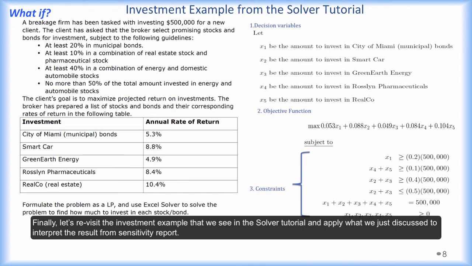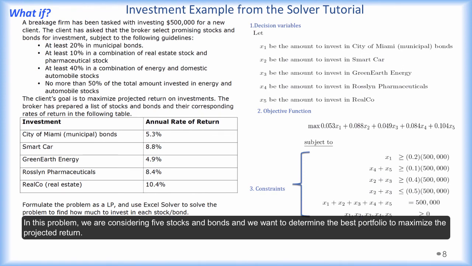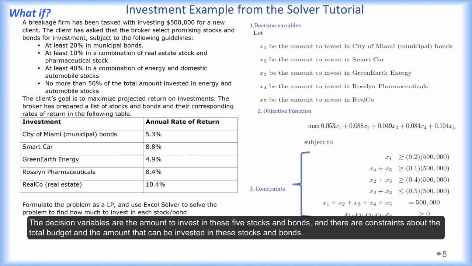Finally, let's revisit the investment example that we saw in the solver tutorial and apply what we just discussed to interpret the result from the sensitivity report. In this problem, we are considering 5 stocks and bonds, and we want to determine the best portfolio to maximize the projected return. The decision variables are the amounts to invest in these 5 stocks and bonds, and there are constraints about the total budget and the amount that can be invested in these stocks and bonds.